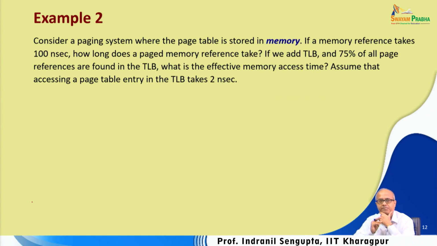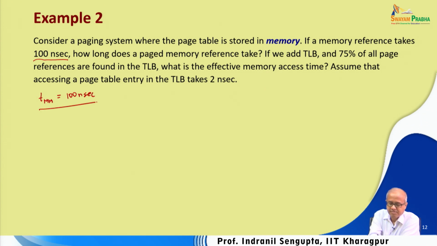Let us look at another problem. Consider a paging system where the page table is stored in memory, so that for every memory access you need 2 accesses. A few things are mentioned. Memory reference takes 100 nanoseconds, that means TMM is 100 nanoseconds. How long does a paged memory reference take? See, for a normal paged memory reference where the requested page is there in memory, it will be 100 plus 100, 200 nanoseconds. The first one is for accessing the page table, second one is accessing memory.